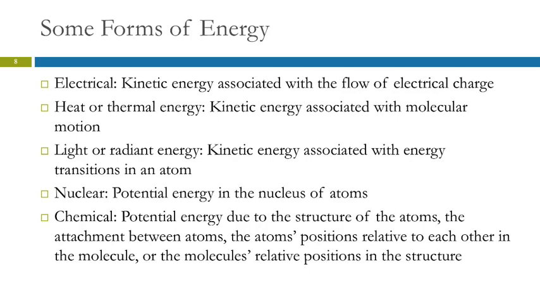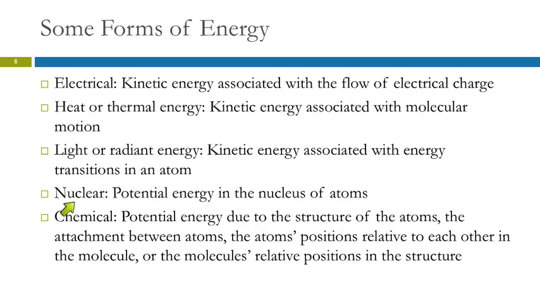Here are some other forms of energy. There's electrical energy. This is a type of kinetic energy that's associated with the flow of electrical charge. Electric current is the flow of electrons. It's electrons moving through a wire, right? It's motion, so it is a form of kinetic energy. We've been talking about heat or thermal energy. This is the kinetic energy associated with molecular motion. There's light energy, also called radiant energy. And this is kinetic energy that's associated with energy transitions in an atom. And we'll talk more about that in Chapter 7.